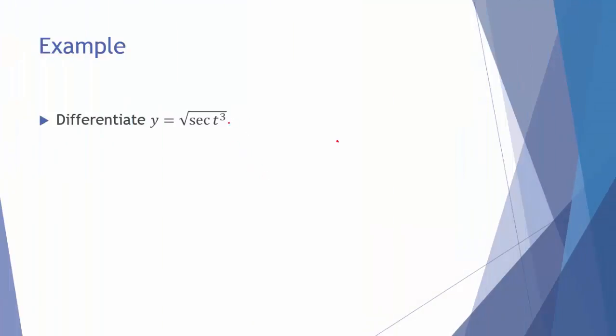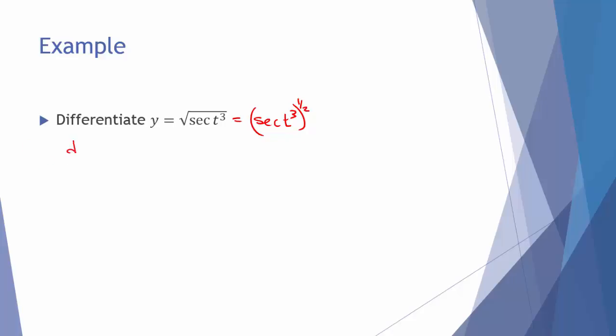We're going to differentiate y equals the square root of the secant of t cubed. So keep in mind that that is the secant of t cubed, and that function is raised to the 1/2 power. So believe it or not, this is also a chain rule within a chain rule, because I have an outside function of the radical, the power of 1/2. My next inside function is going to be a secant function, but then it has an inside function of t cubed. So let's take a look at the derivative.